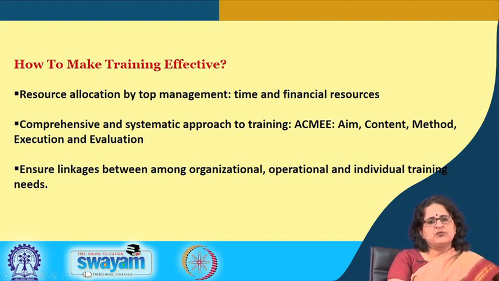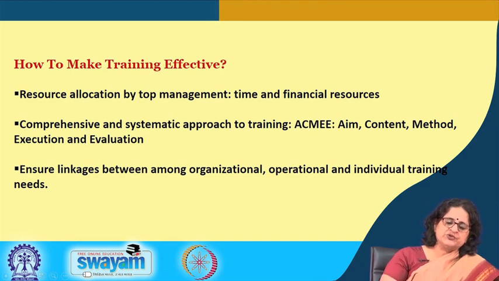Second, a very comprehensive and systematic approach needs to be developed. The ACME is an approach where the A speaks about aim, the C speaks about content or what is to be delivered, the M speaks about the methods to be adopted, the E speaks about execution, which is where it will be conducted, when and how, and the evaluation is to confirm whether the training program has been effective or not. And of course, companies must ensure that there is a linkage between organizational, operational and individual needs.